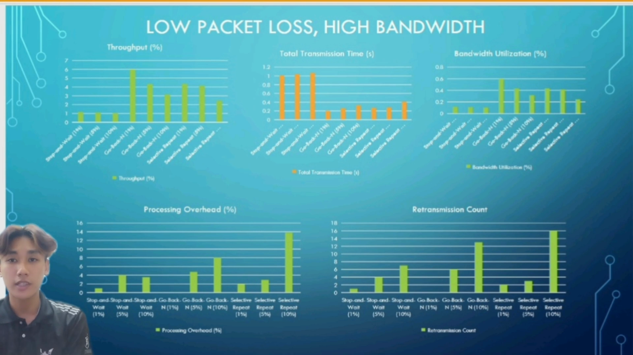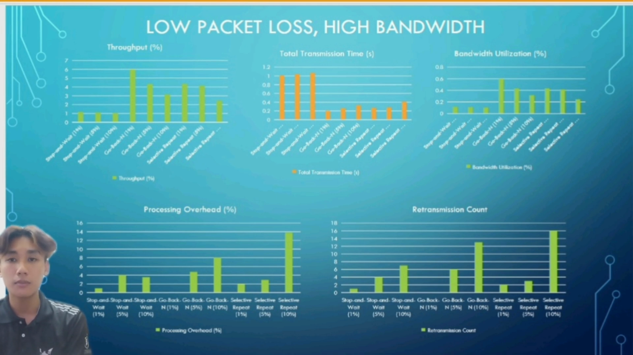Moving to the total transmission time. Protocols like stop and wait experience high latency, with times above 1 second. In contrast, go back N with 1% loss completes transmission in just 0.2 seconds, making it the fastest and most efficient option in this environment. On bandwidth utilization, the trends are similar. Go back N again leads, utilizing about 0.6% of the available bandwidth. Stop and wait barely makes a dent in bandwidth usage, highlighting its inefficiency in high bandwidth scenarios.